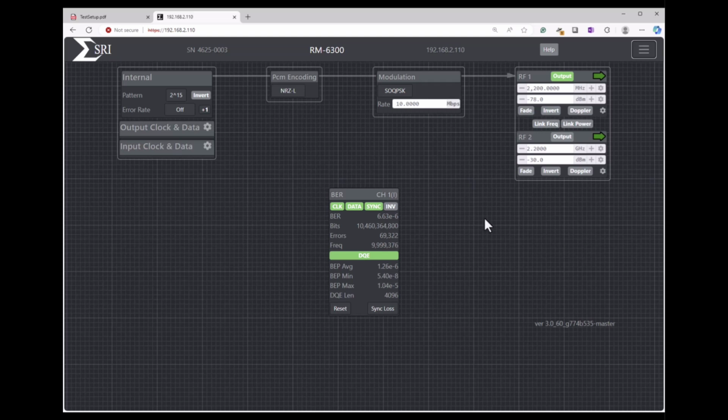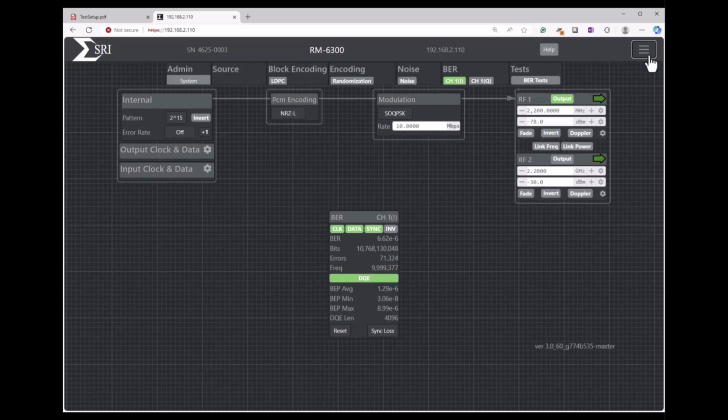So as we look through the BER widgets, we can look at information here. We see in clock, we're seeing data input. The signal is synchronized. It is not inverted. We see the calculated BER in here, number of bits, number of errors, and the frequency, which is going to vary, plus or minus right around 10 megabits per second. We see from this that DQE is enabled.